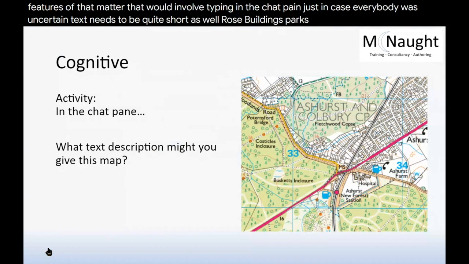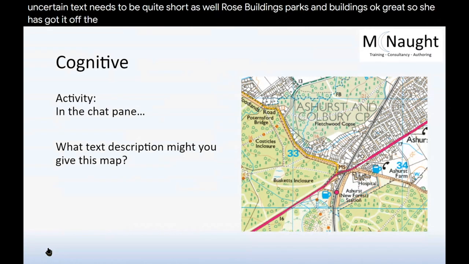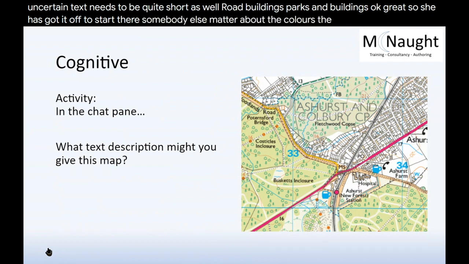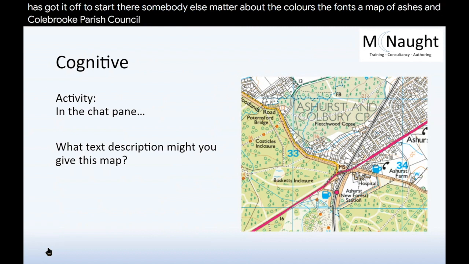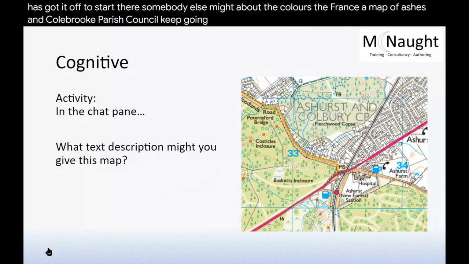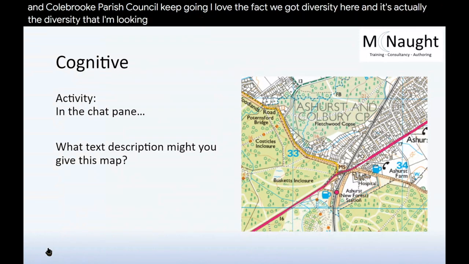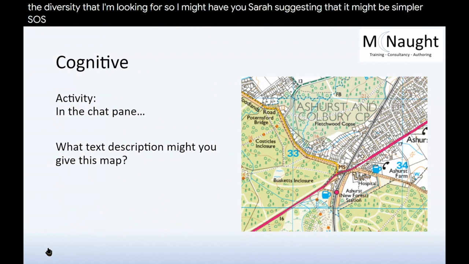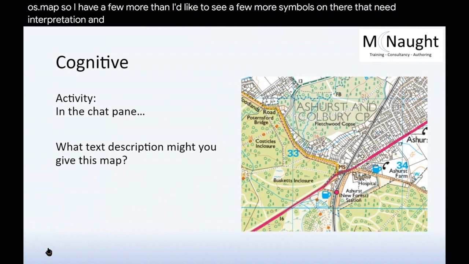Roads, buildings, parks, and buildings. Okay, great. So Sheila's got us off to a start there. So somebody else might talk about the colours, the fonts, a map of Ashurst and Colbury Parish Council. Keep going. I love the fact we've got diversity here, and it's actually the diversity that I'm looking for. So I might have, Sarah's suggesting there, it might be simple as OS map. So I'll have a few more though. I'd like to see a few more. So there may be some symbols on there that need interpretation, a map of suburban space.